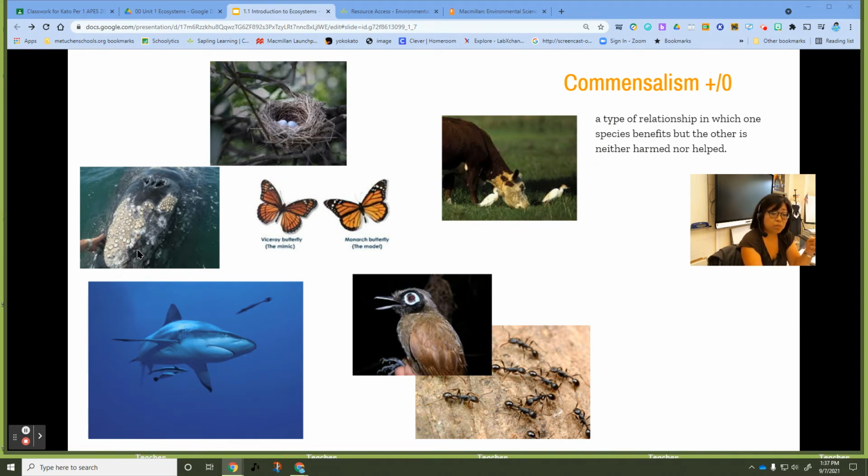Barnacles and whales. Barnacles getting a free ride. Whales don't really care that they're there. Same with the remoras and the sharks. These little fish are just riding in the wake of the shark, and just getting a free ride. Sharks really don't care that they're there.